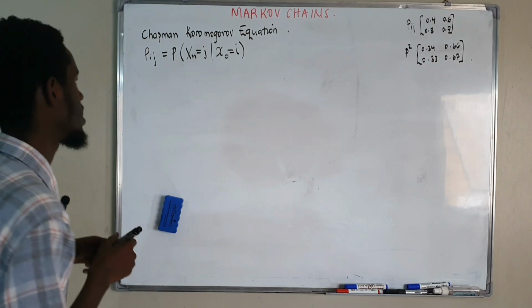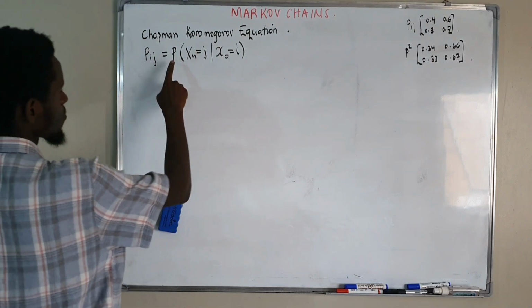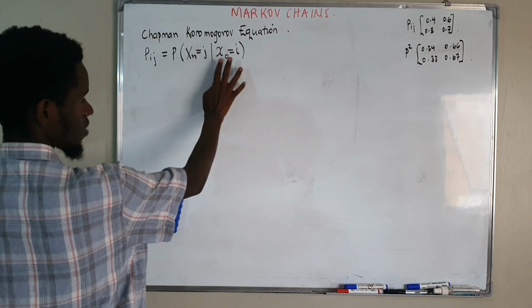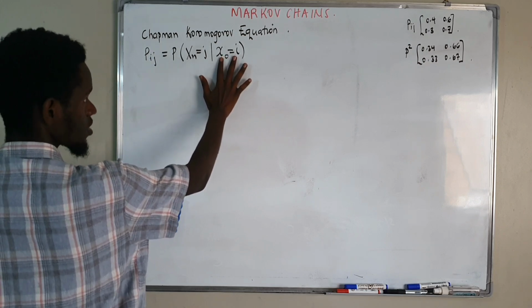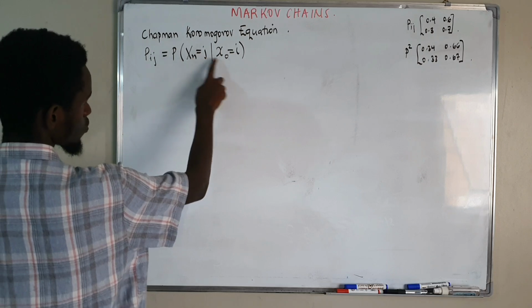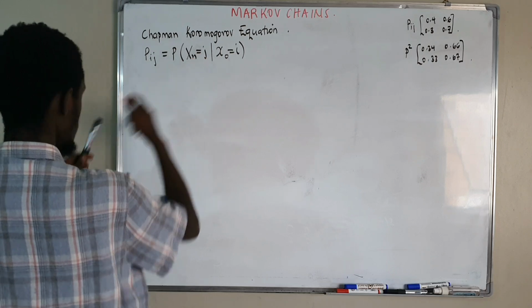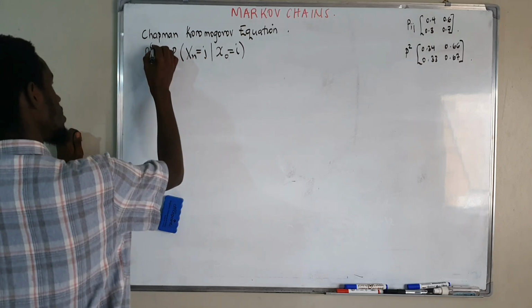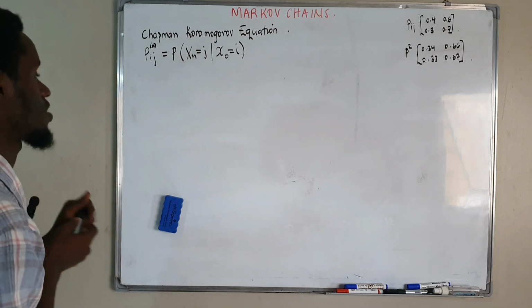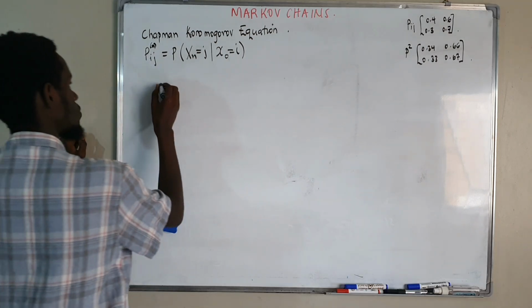Now, from here, we say that our P_ij is the same as having the probability of X_n equal to j, given X_0 equal to i, that is, the present is i and the future is j, but they have n steps in between them, and n minus 0 is n. I have my n here. I think I explained that more, but now we need to expand this.